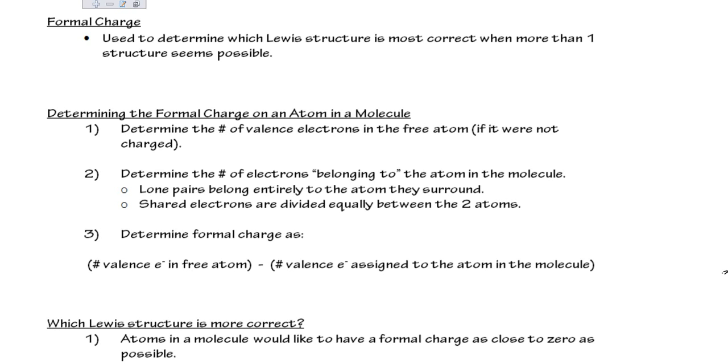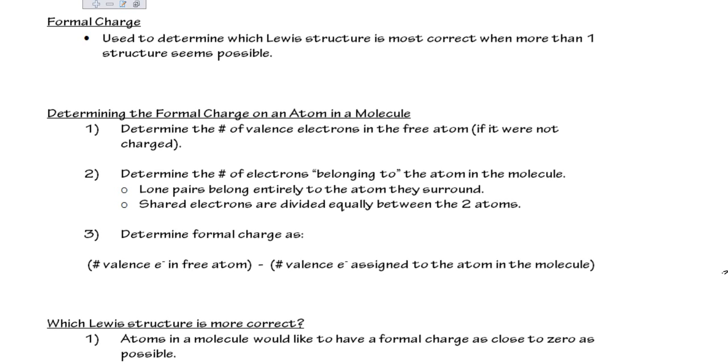Number one, you're going to look at all the atoms in your structure. It could be a neutral molecule, it could be a polyatomic ion, and for each atom in your structure, you want to determine the amount of valence electrons that atom would normally carry in the free atom, meaning if it were not charged. For example, if I have oxygen in my structure, oxygen would normally carry 6 valence electrons. Fluorine would normally carry 7 valence electrons, and so on. So I'm going to look for the normal amount of valence electrons.